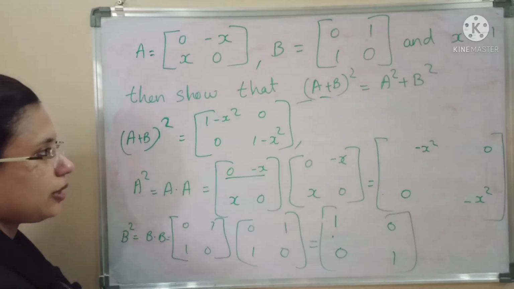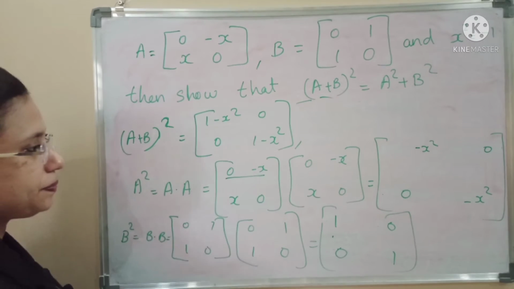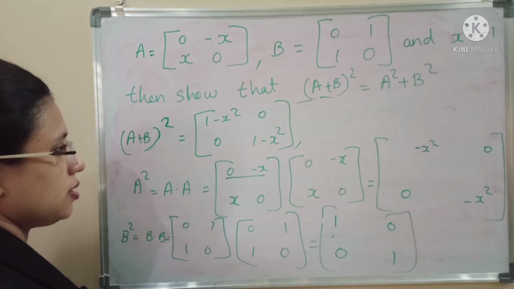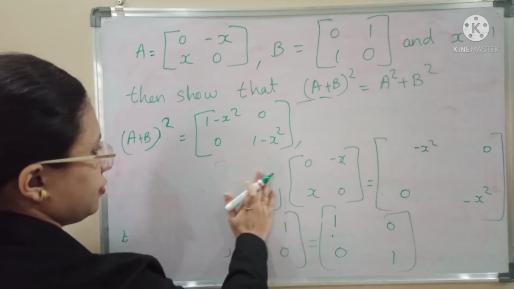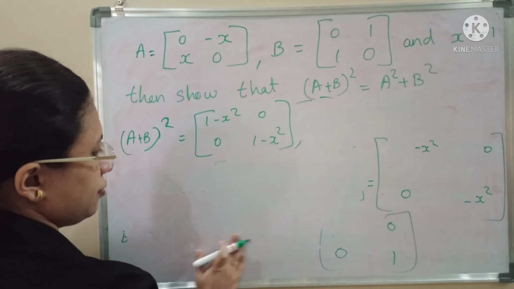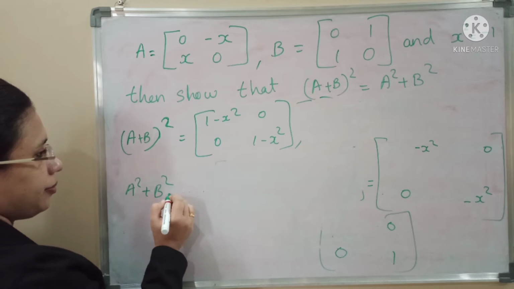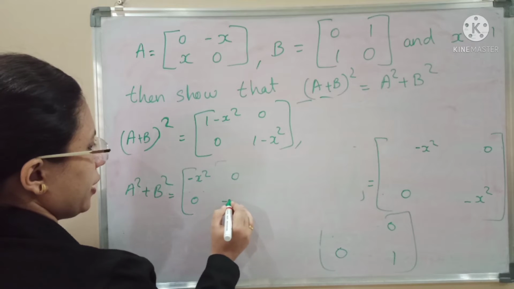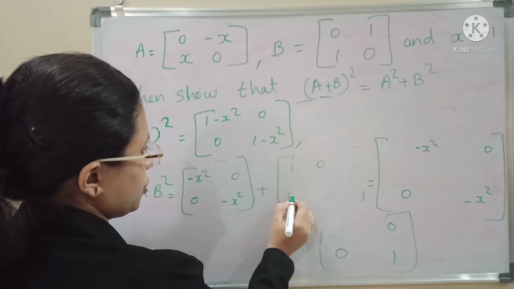Okay, now let's add a square and b square. So a square plus b square. So minus x square, 0, 0, minus x square, plus 1, 0, 0, 1.